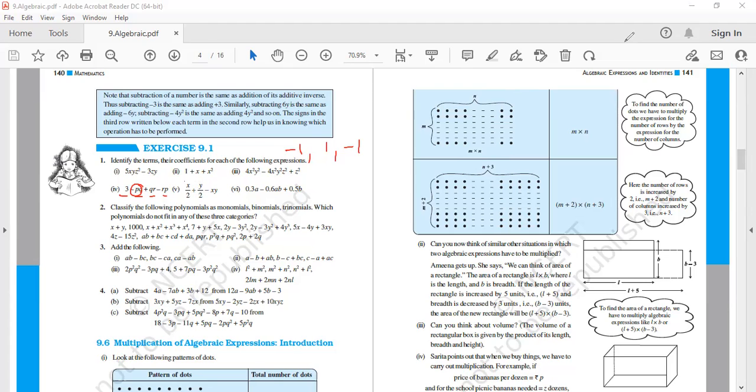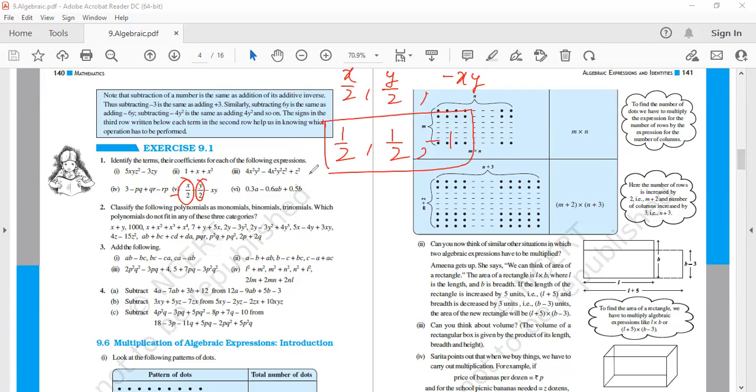Similarly, now the fifth part is important, because students get confused in this question. The terms will definitely be these three terms: x upon 2, y upon 2, and minus xy. The coefficients will be 1 by 2, not 2. 1 by 2, 1 by 2, and minus 1. These are the three coefficients in this polynomial.